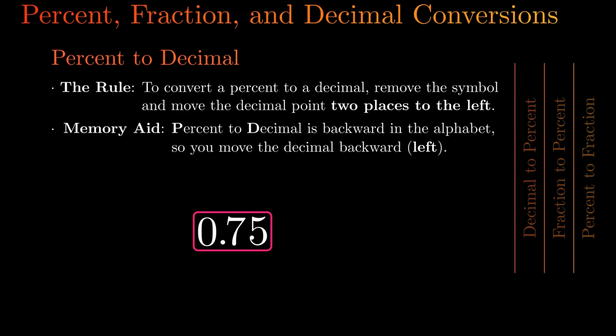Example B. What about a tiny percent, like 5%? Move the decimal left twice. The first jump gets you to 0.5, but for the second jump, there's no number there. We have to plant a placeholder 0, so it becomes 0.05.